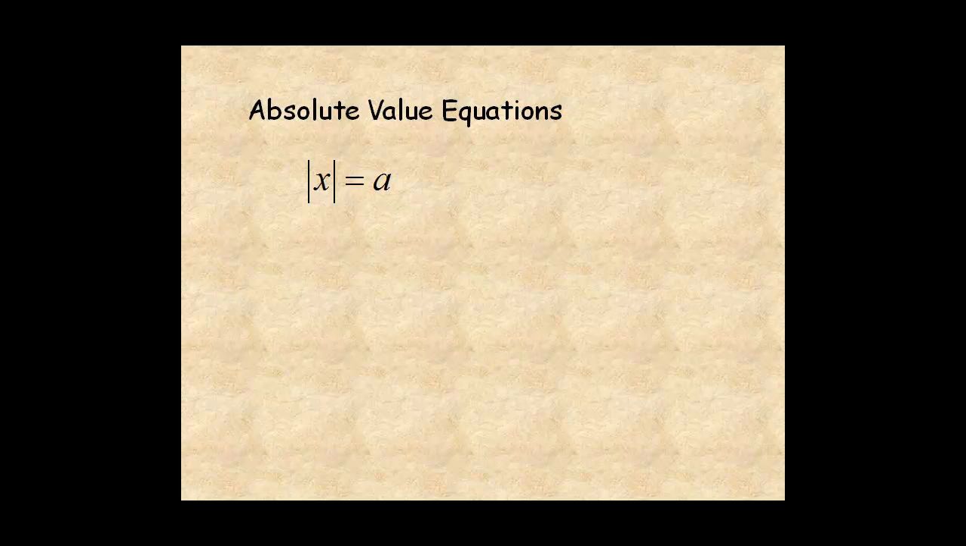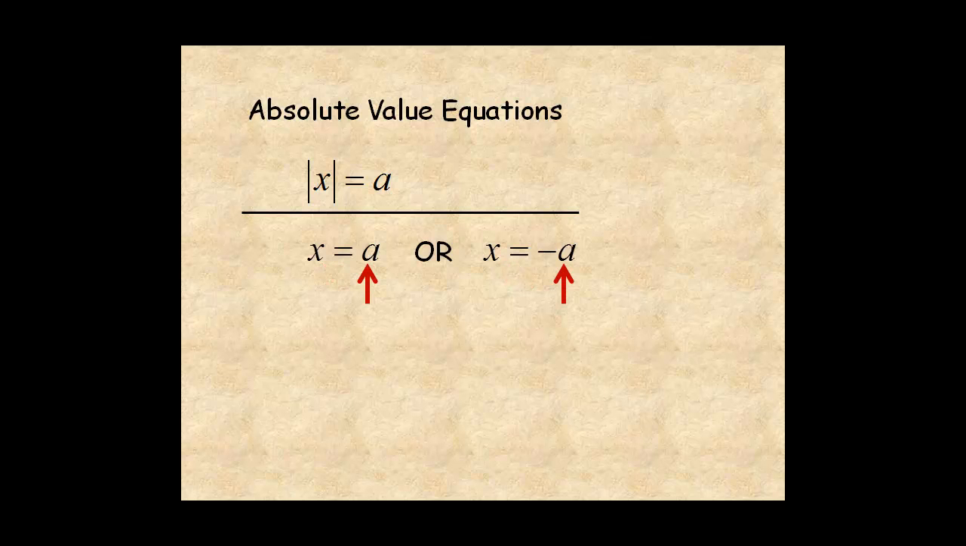To summarize, in order to solve an absolute value equation, make sure the absolute value expression is by itself on one side of the equation. Then write two equivalent equations joined with an OR. The two equivalent equations do not contain absolute value symbols on the left, and on the right they have an A and a negative A. Always check both solutions.